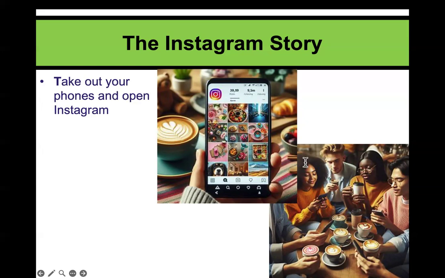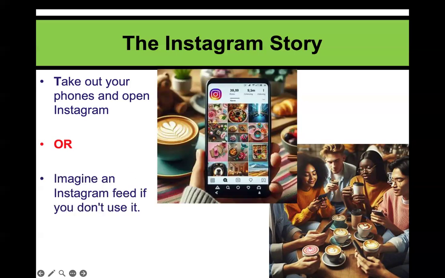Now, let's start by breaking into two groups: those who are users of Instagram and those who are not. The first group, active Instagram users, I want you to take out your phone and open up Instagram. And for the non-users, I want you to imagine scrolling through an Instagram feed. The beauty of this exercise is that it works either way, because we're going to use Instagram as a lens for understanding qualitative observation.